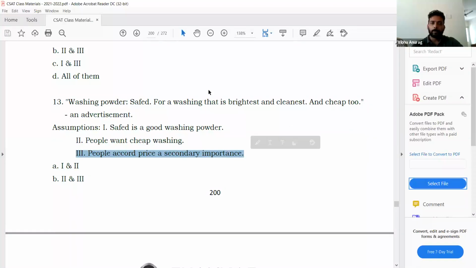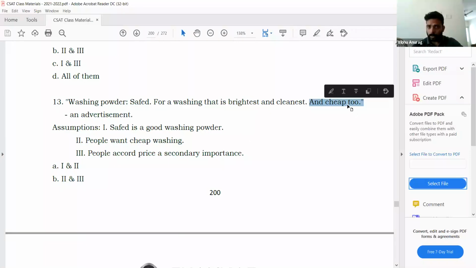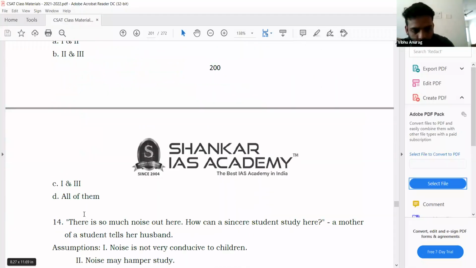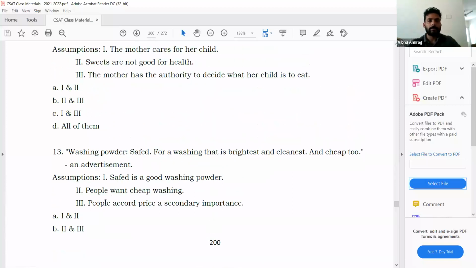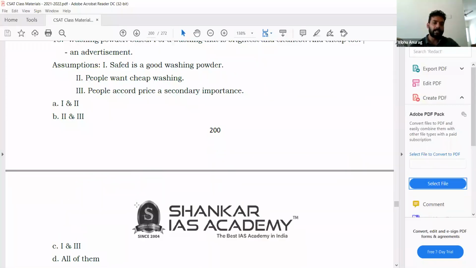Also yes, because the primary focus is on washing that is brightest and cleanest. That's the first focus. Second focus, and cheap too. Because if the advertisers believe that price is of primary importance, they would have mentioned cheap first, for a washing that is cheap, and then they would have said bright and clean. But they're saying brightest and cleanest. That's the primary focus of the ad, and cheap too comes secondary. So all of them are valid assumptions. 13th is also D. All of them.